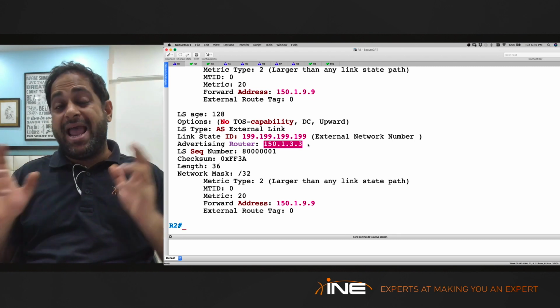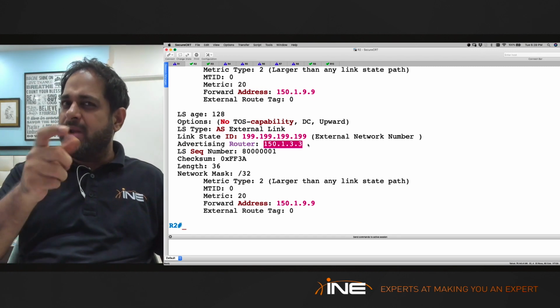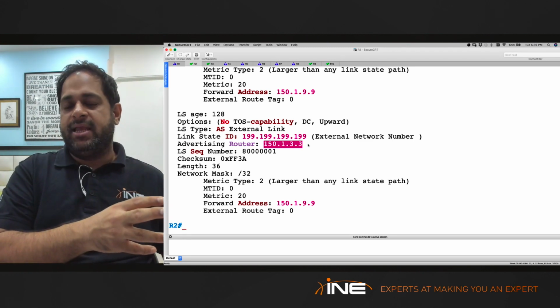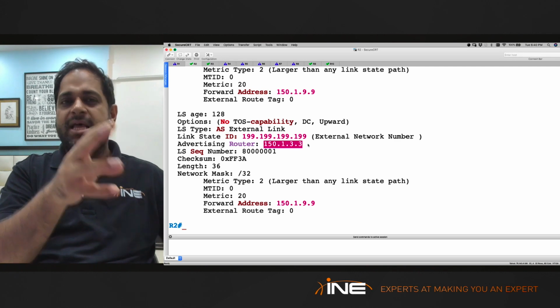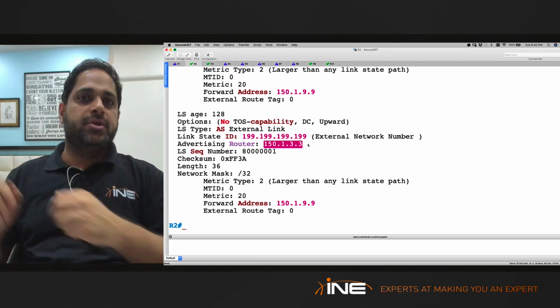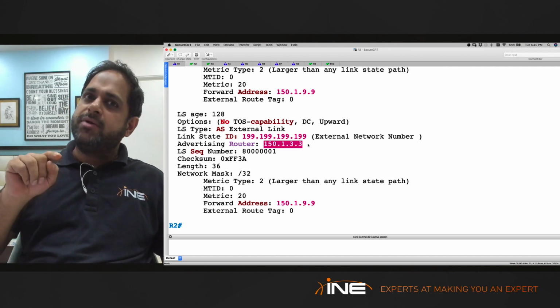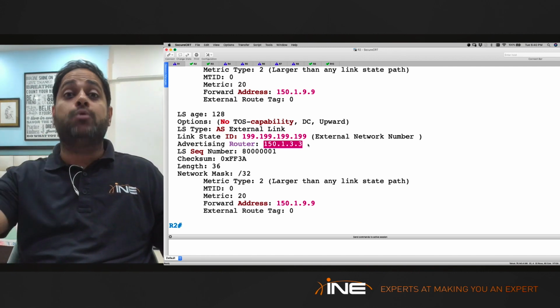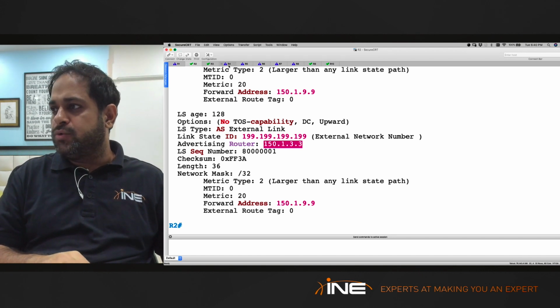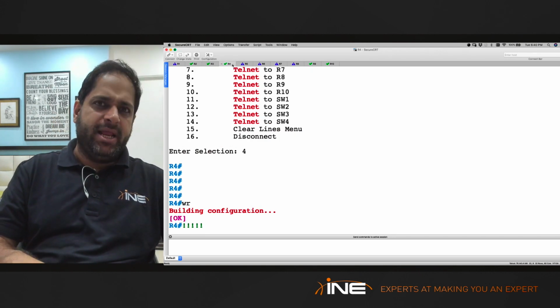So this was NSSA, but this was only one part where the ASBR inside the NSSA area is sending LSA7, that gets converted from 7 to 5, and then that goes throughout the OSPF domain. What about the ASBR routes from the outside of the NSSA area? Let's see that. So if I go to R4, let's make him into an ASBR.